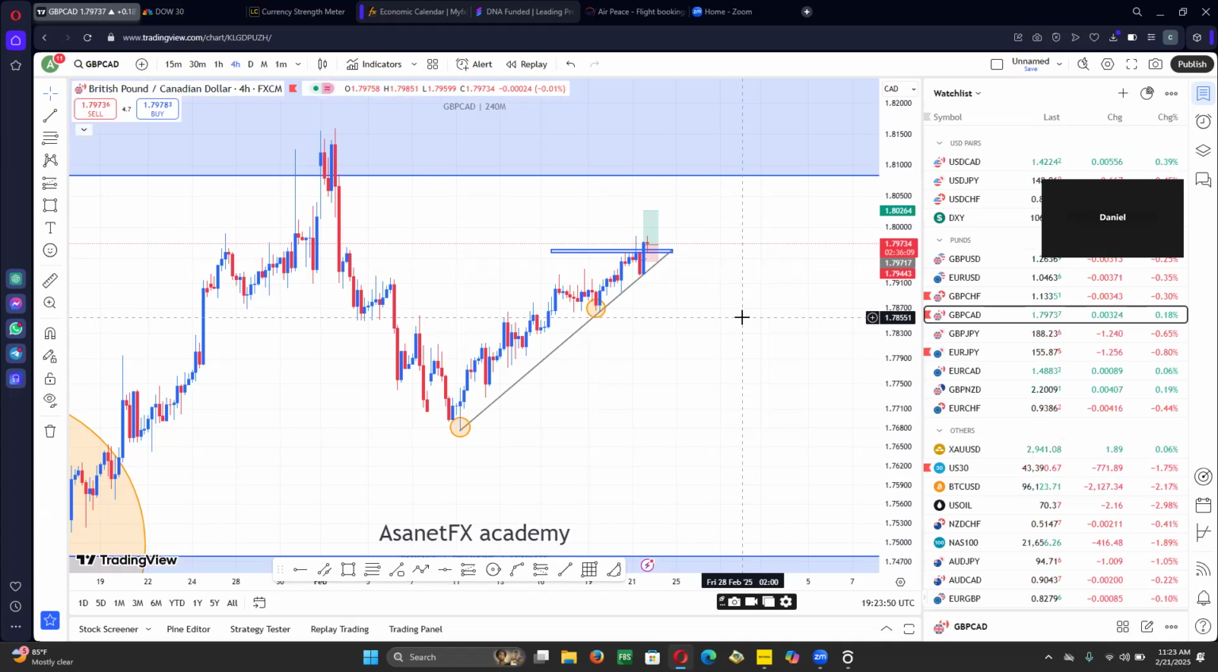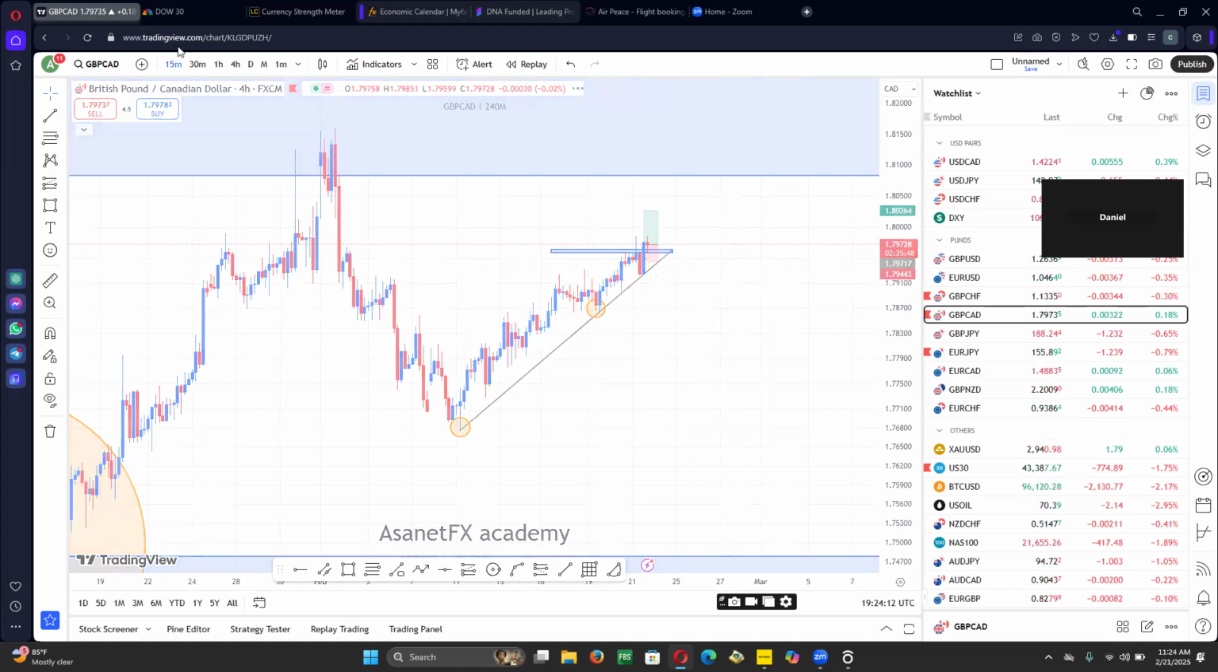So now, after 4 hours, I don't want to enter on the 4 hour. I'm going to 15 minutes so I'll get a good entry. That's why I'm going to 15 minutes. I've seen my confirmation on 4 hours, and since I can set my take profit and stop loss on the 4 hour, the stop loss won't get big. So that's why I'm going to 15 minutes.